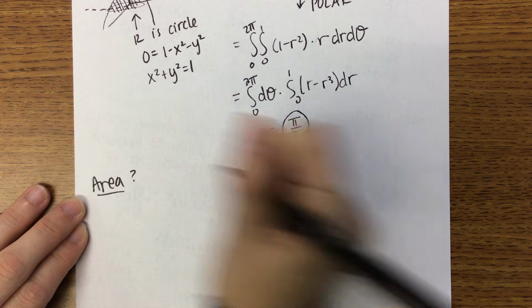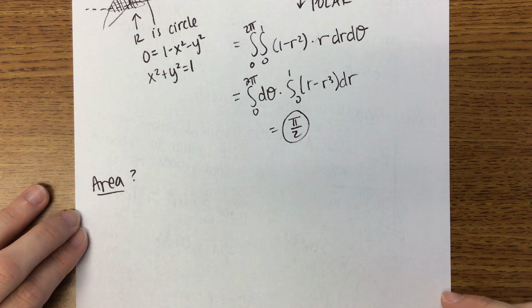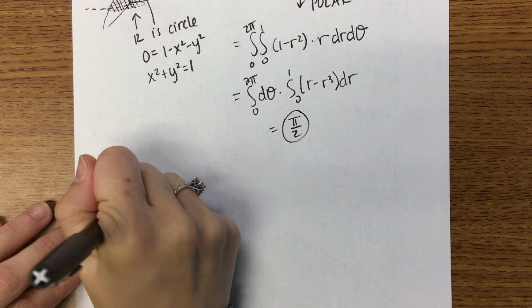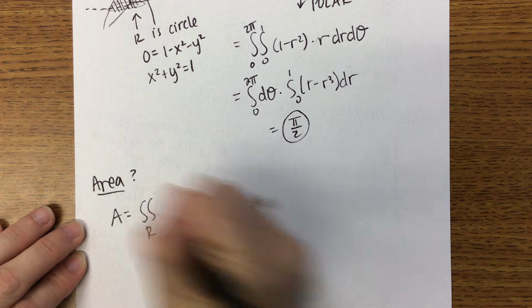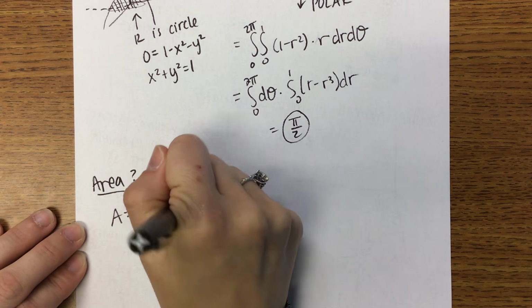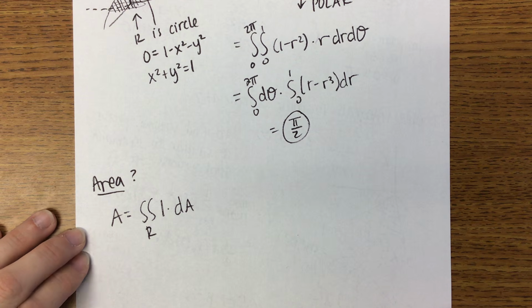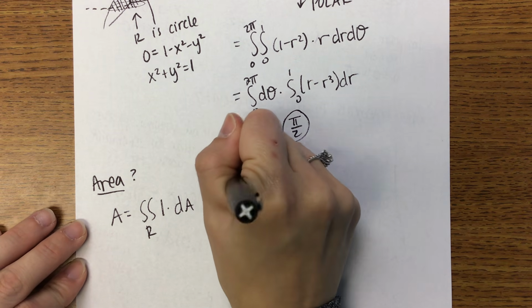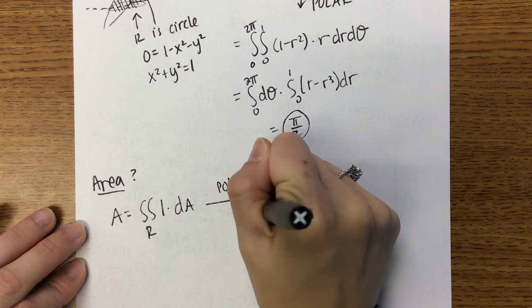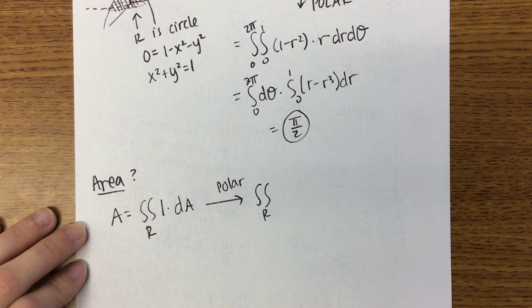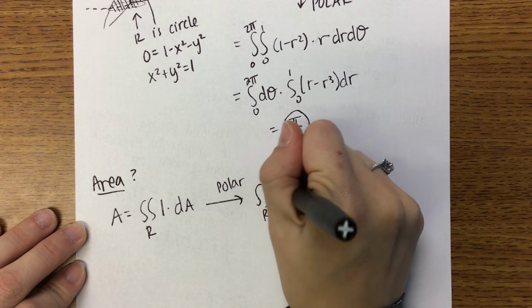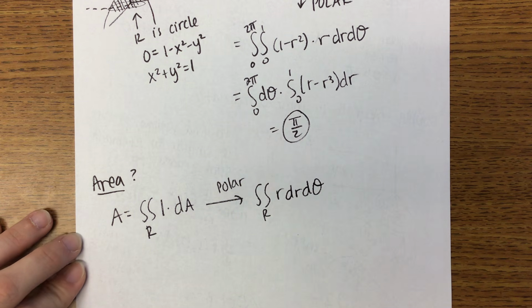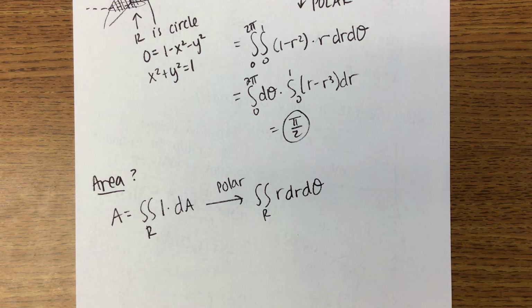Hopefully you remember from before that you can use a double integral to calculate area. What we did before is we took the double integral over the region R of 1 times dA. If I'm switching to polar, it's still going to be the double integral over the region R, but I still have that extra R. So that's nothing new, just remember that you need the extra R.